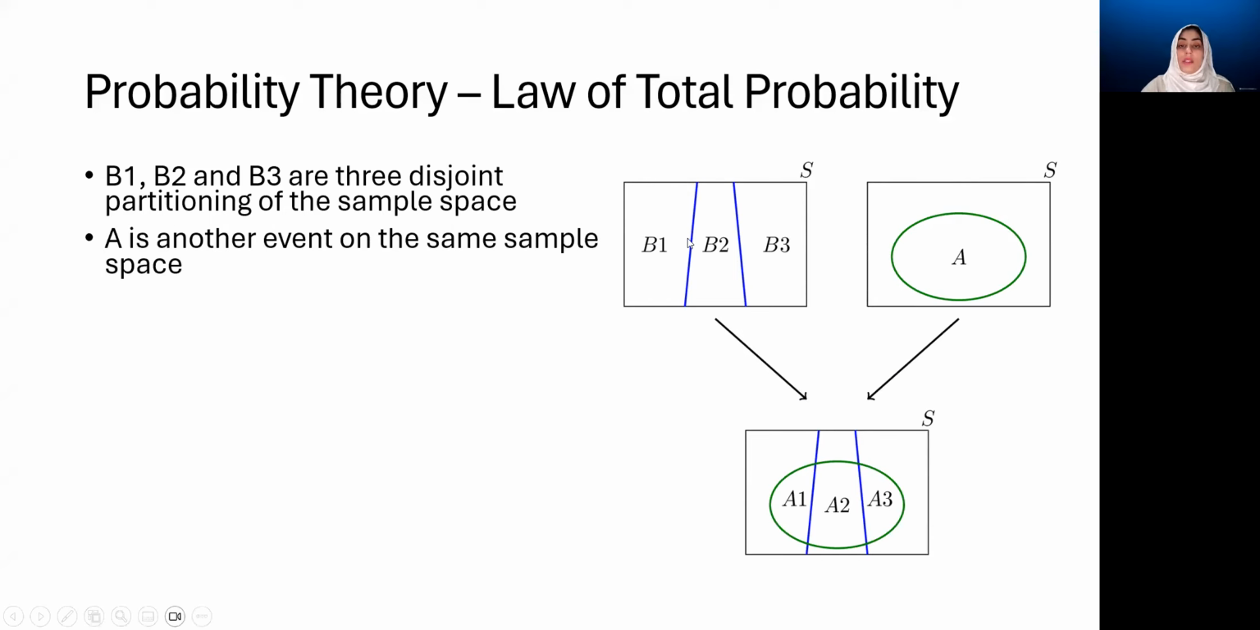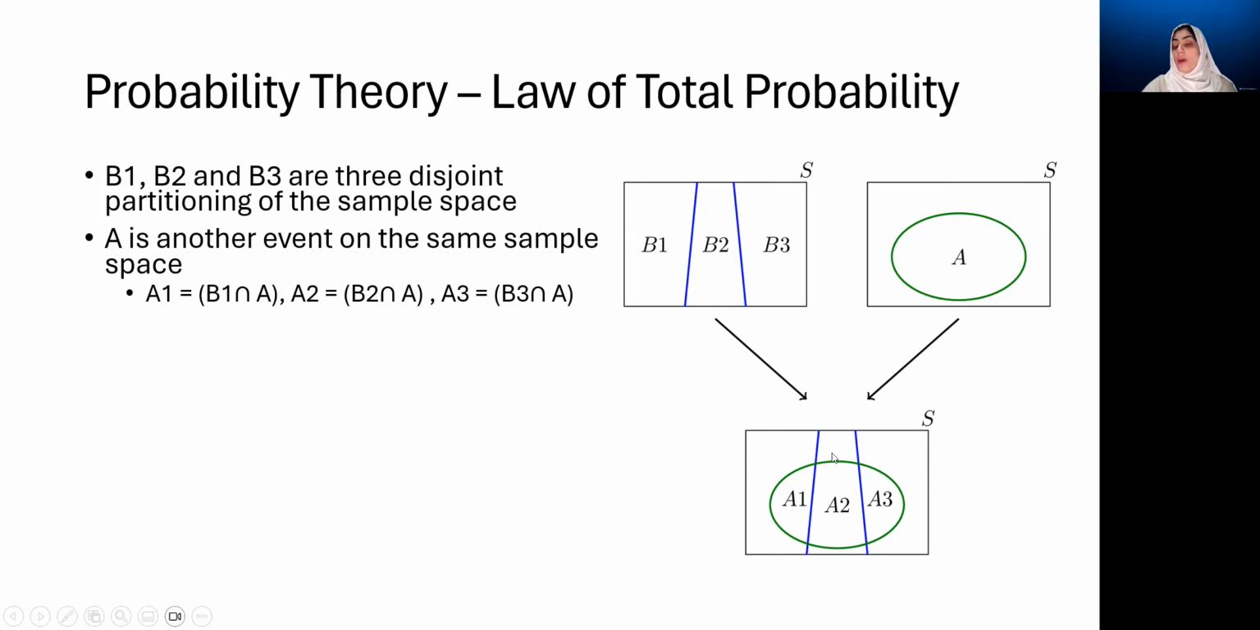If we superimpose these B1, B2, B3 on A, we get something like this. From here, we can see that A1 is actually the intersection of B1 with A, because these lines are what are separating B1, B2, and B3. You can see clearly from this figure that A1, or this part of the event A, is what we get when we intersect B1 with A. Since only this part is there in B1, the intersection is going to contain only this part of the whole event A. So we have A1, which is equal to B1 intersection A.